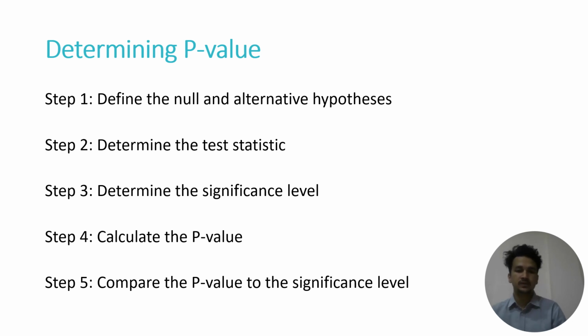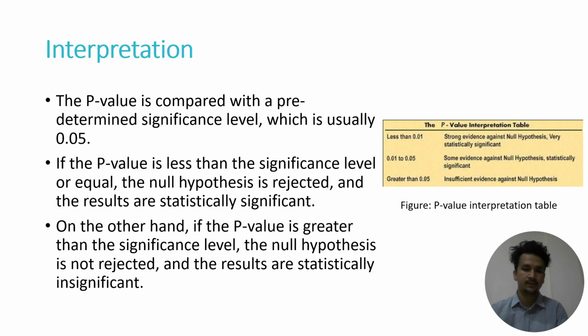The major steps in determining the p-value are: step 1, defining the null and alternative hypothesis, then determining the test statistic. The test statistic can be z-test, t-test, f-test. The third step is determining the significance level. It can be 0.01, 0.05 or 0.5 or any. Step 4, calculating the p-value. It can be done using the formula or through software. Step 5, comparing the value to the significance level.